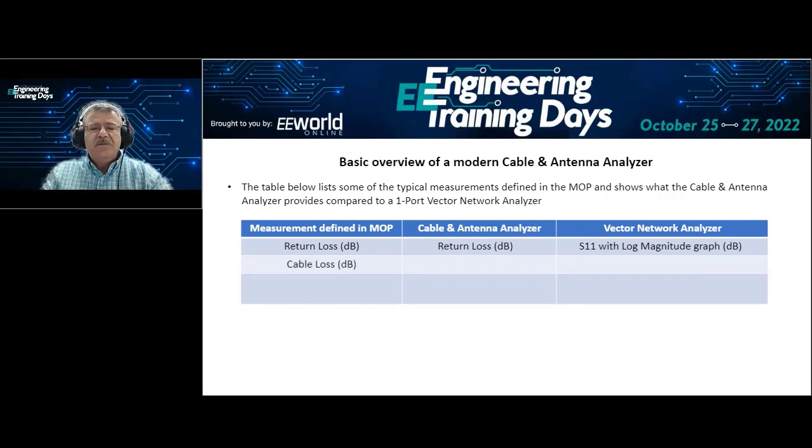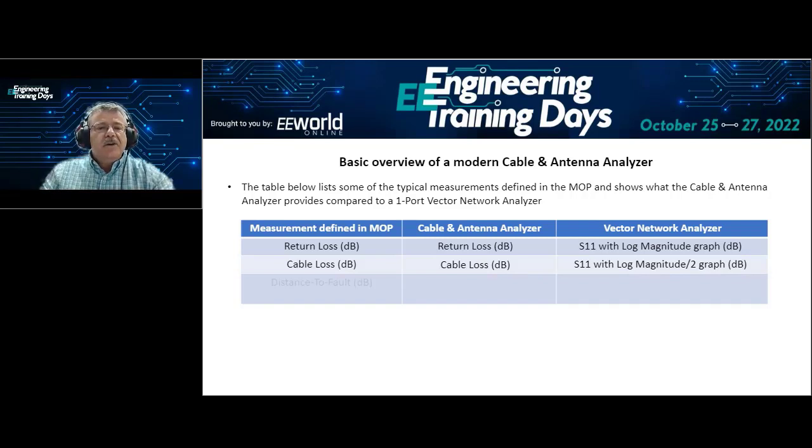Cable loss is another measurement that's defined in a MOP. On the cable antenna analyzer, naturally, you're going to have cable loss as an available measurement type. But on a vector network analyzer, it's going to be the same S11 with log magnitude, but in this case, we have to divide the results by 2, and that's essentially the equivalent of cable loss.